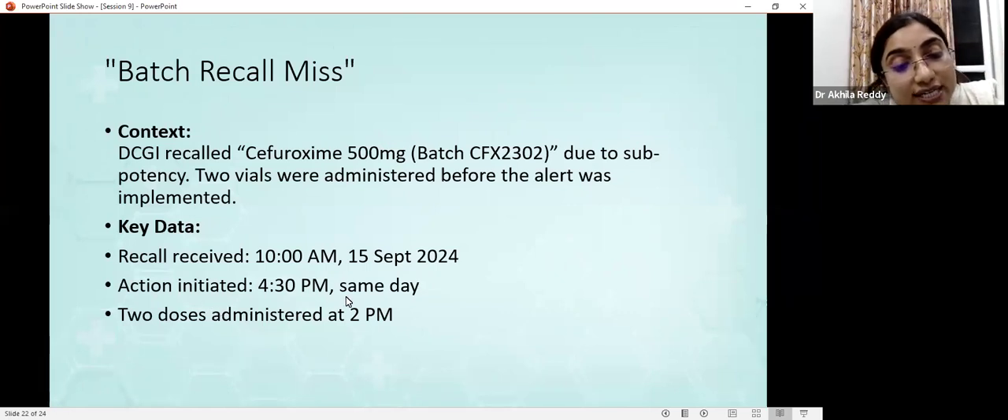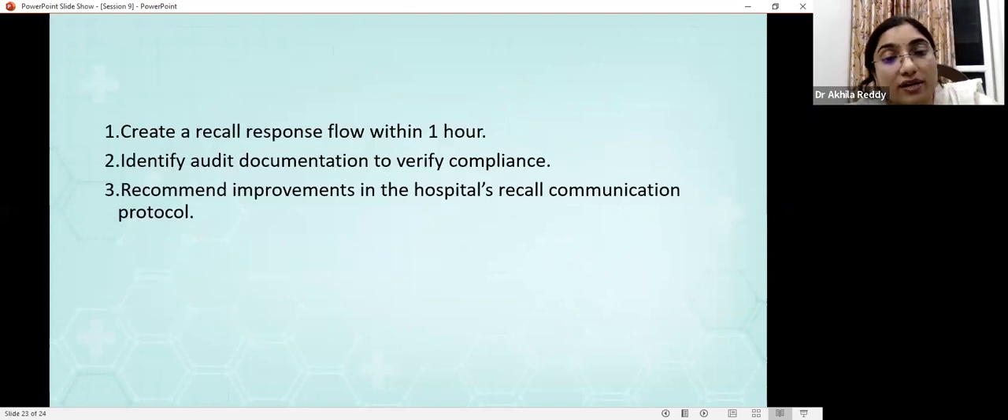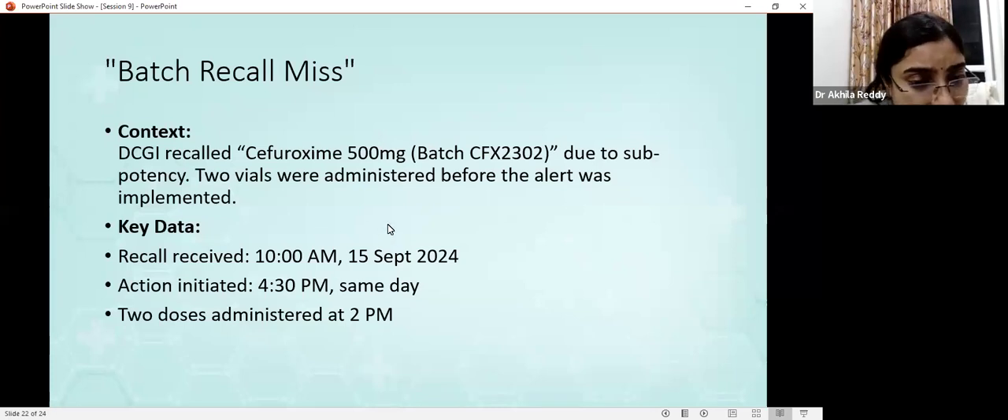And the action, you initiated it at 4:30, but there is no use. Whenever we have administered 2 doses at 2 p.m., the recalled drug has already affected the patient. So whatever the situation, we must use the recall response within a quick 1 hour. Identify, audit, and document to verify complaints. See, whenever we receive it at 10 a.m., auditors should immediately act on it, and they have to remove the entire medicines from the usage areas and the storage areas. Through the documents and through the system, it should be returned, and physically also it should be returned. That is an auditor's job.